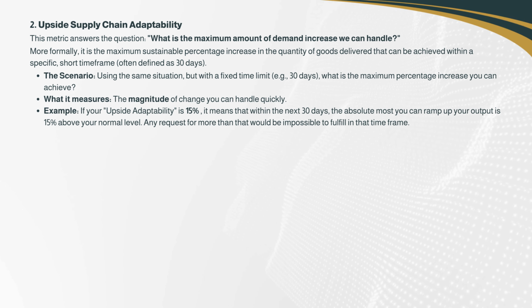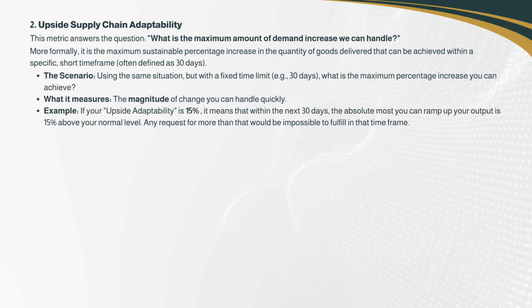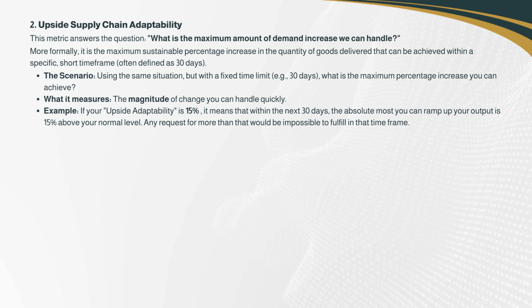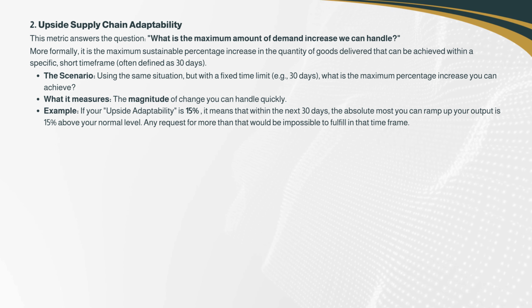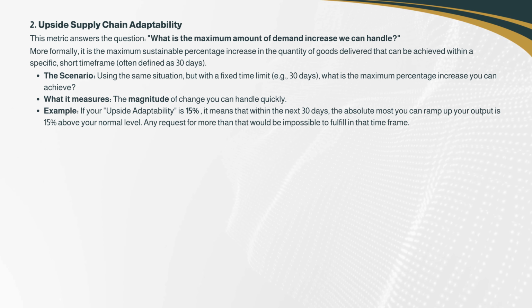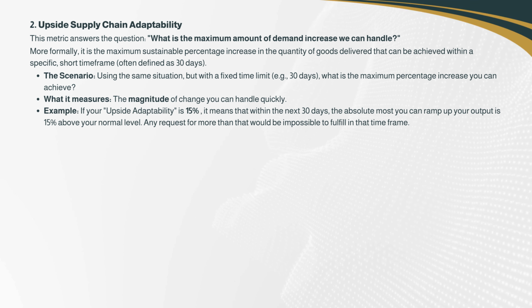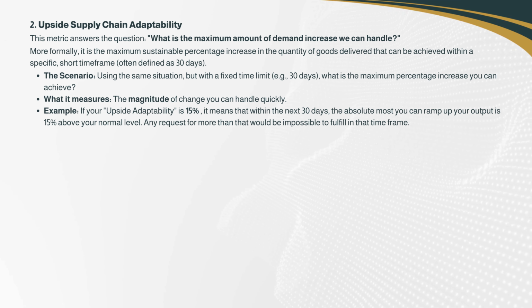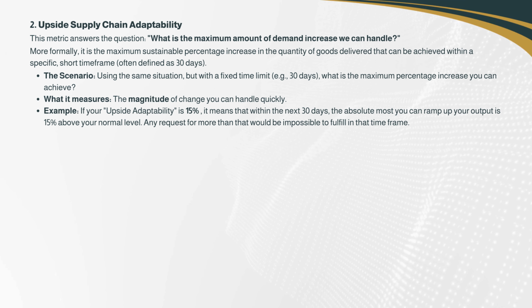The scenario: using the same situation, but with a fixed time limit, for example 30 days, what is the maximum percentage increase you can achieve? What it measures: the magnitude of change you can handle quickly. Example: if your upside adaptability is 15%, it means that within the next 30 days, the absolute most you can ramp up your output is 15% above your normal level. Any request for more than that would be impossible to fulfill in that time frame.